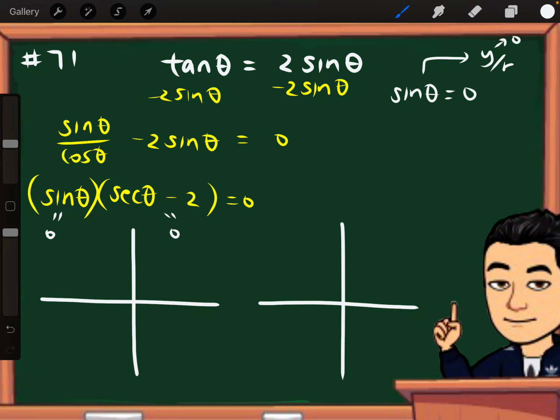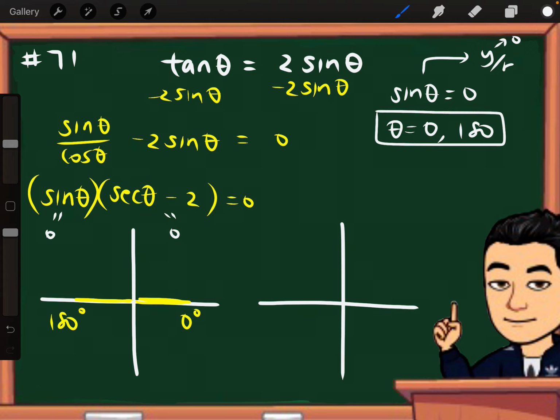When y equals 0, you're getting two different measures. One is going to be right here, where the 0 degree is. Another one is going to be right here, where the 180 degrees is. So that means your theta for sine is going to be 0 and 180. We're not done, so let's check out another one.